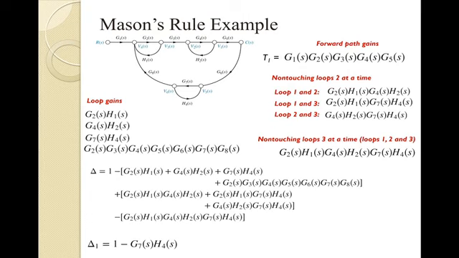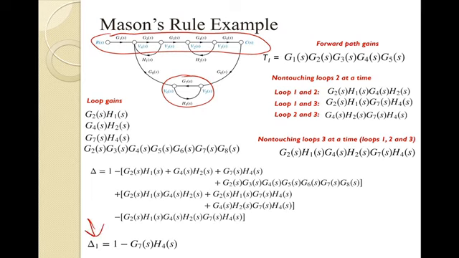And then finally, our delta sub k. Remember, k is just 1. And so in order to find delta 1, it's 1 minus everything that doesn't touch that forward gain. So really, here's our forward gain. We're eliminating everything else that doesn't. So the only thing we have left relative to that loop gain is that term right there. So the G7 and H4. So that will be our delta 1 value that we have.